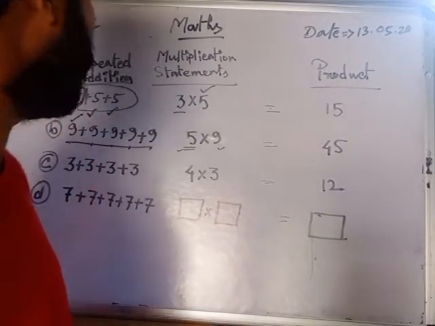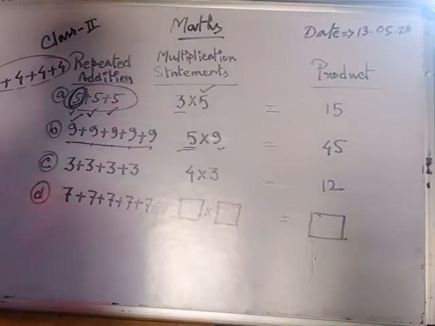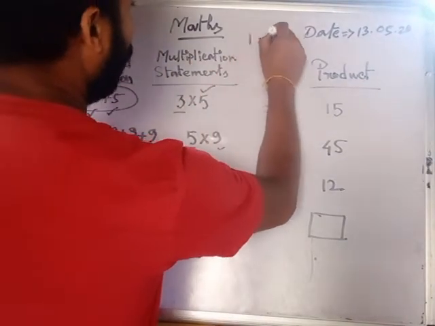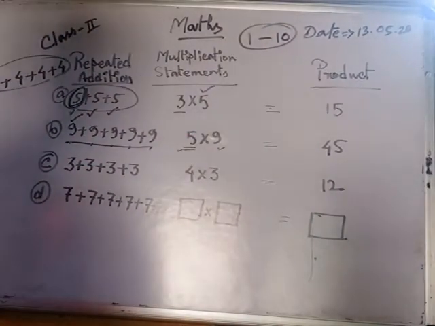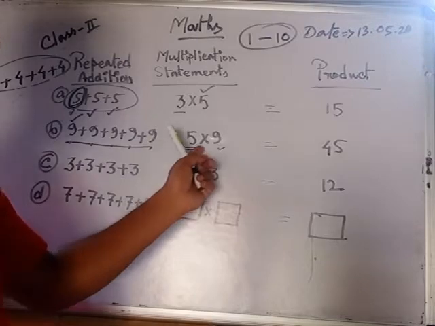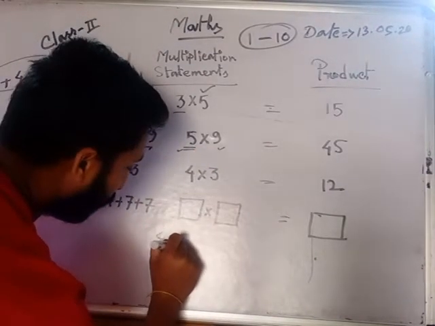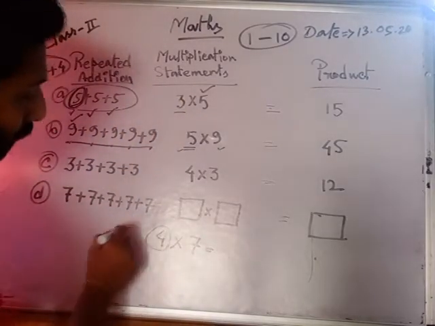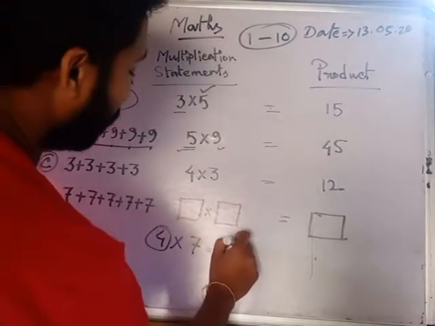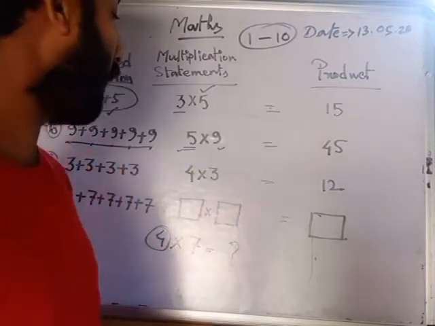I hope you learned the table of 1 to 10, learned or memorized it. After that I will do like this: 4 7s are. So if you don't know the table of 4, that means you don't know the answer. So you should learn the 1 to 10 table.